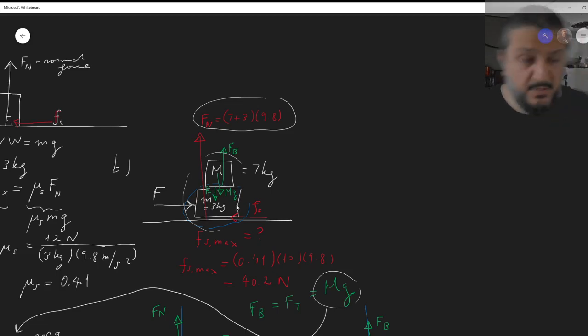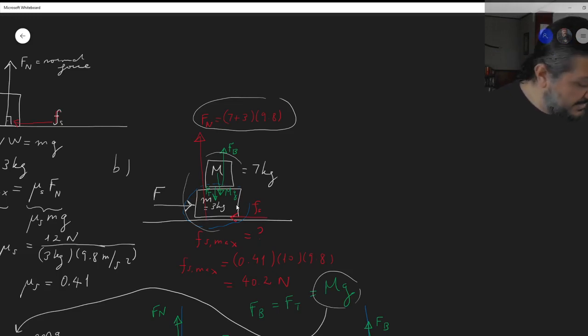Okay, this was 71. Let's check the answer. It's an odd numbered problem. We can check the answers to make sure we did it right. Chapter 2, 71. 0.41 and 40 newtons. Good.